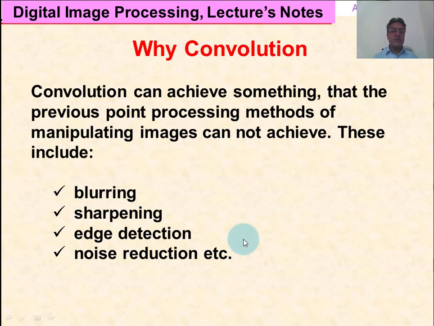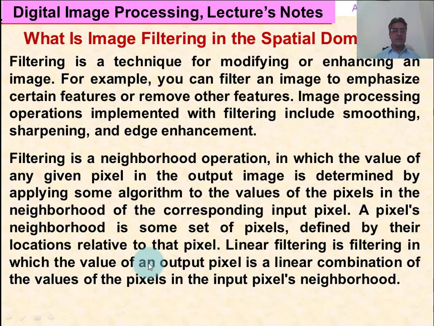These are the image enhancement outputs which we achieve by performing the convolution technique on an input image. We get the output image either as a blurred image, a sharp image, an edge image, or a noise-reduced image.